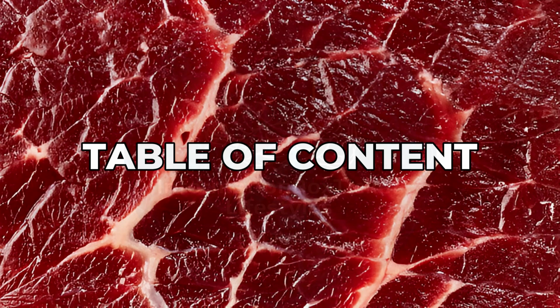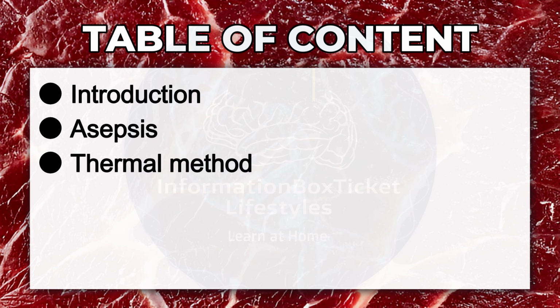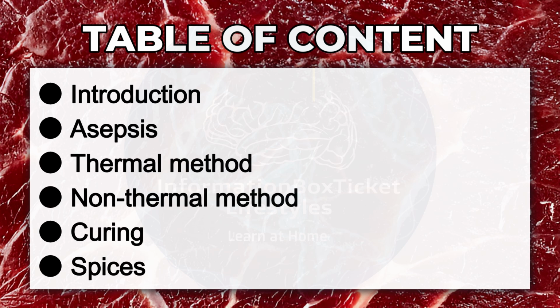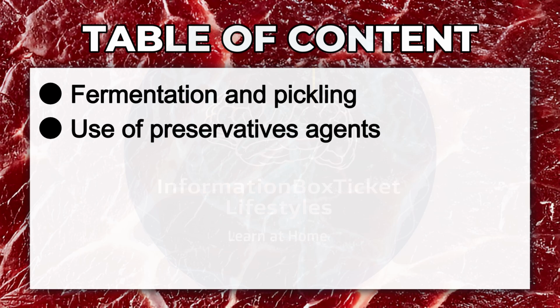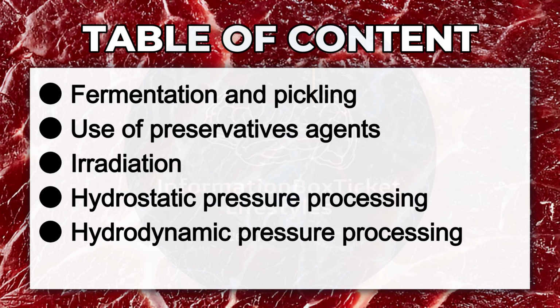Table of Contents. Introduction to Preservation of Meat. Asepsis. Thermal method. Non-thermal method. Curing. Spices. Fermentation and pickling. Use of preservative agents. Irradiation. Hydrostatic pressure processing. Hydrodynamic pressure processing. Packaging.